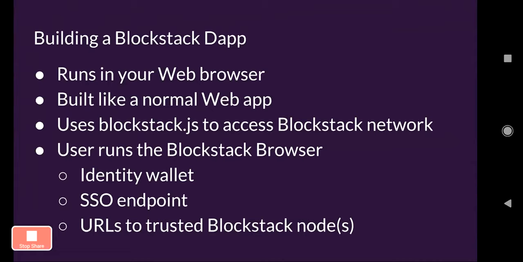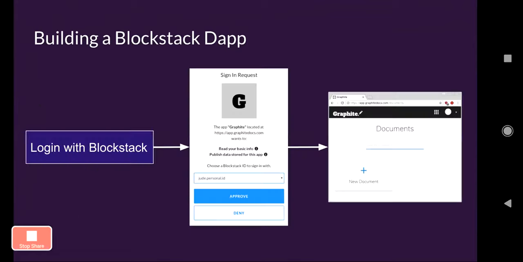99% of your code is just going to be your business logic. It's just a handful of methods that you would use to handle app sign-ons and then loading and storing data to Gaia. The user runs the Blockstack browser locally to handle sign-in requests because it has an identity wallet, implements a single sign-on endpoint for apps, and it contains the URLs to a couple of trusted Blockstack nodes if you need to talk to them in your app.